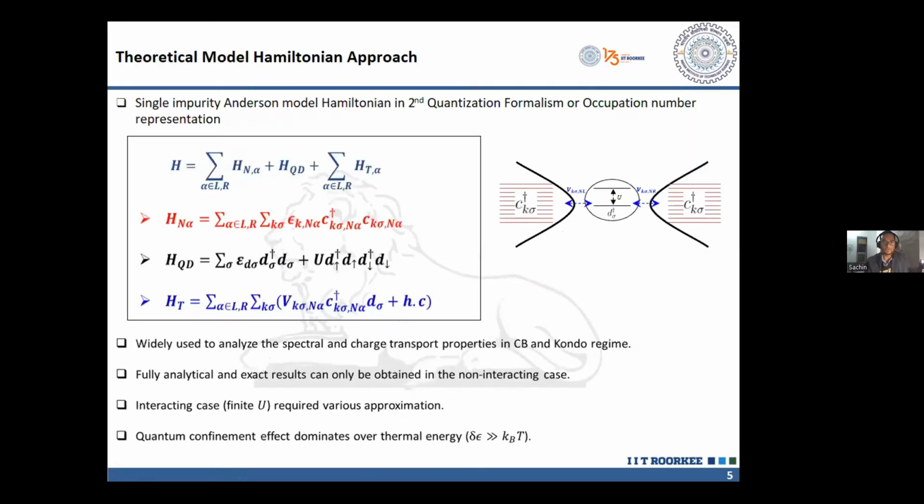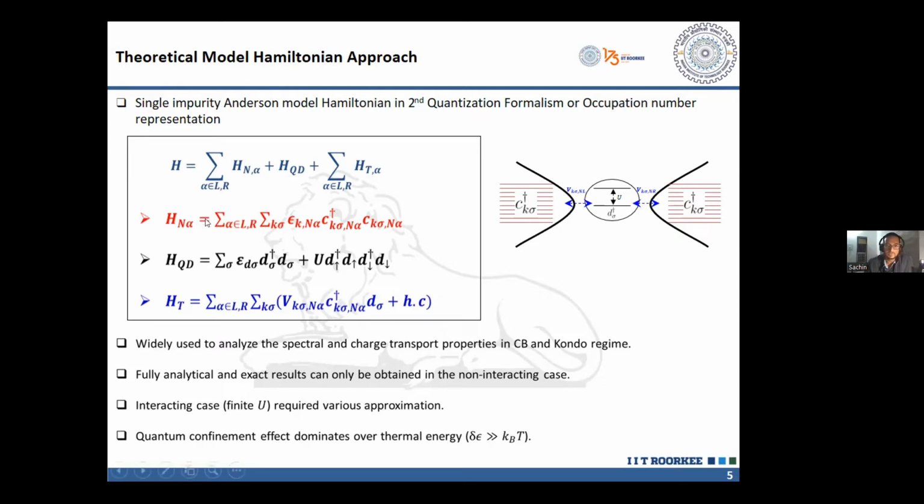Okay, so theoretically we started from the single impurity Anderson model in second quantization formalism or occupation number representation. Here I've shown the Hamiltonian written in second quantization form, in terms of creation and annihilation operators. These are quantum field operators, which were initially used in particle physics in quantum field theory, and then people have used them in condensed matter physics, and they can be used to study these strongly correlated systems.